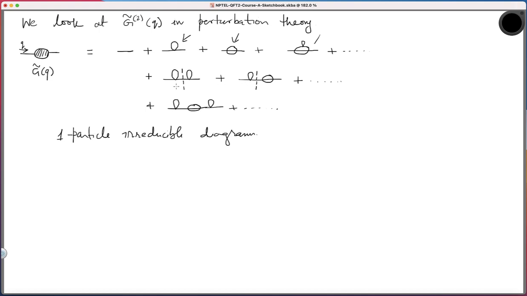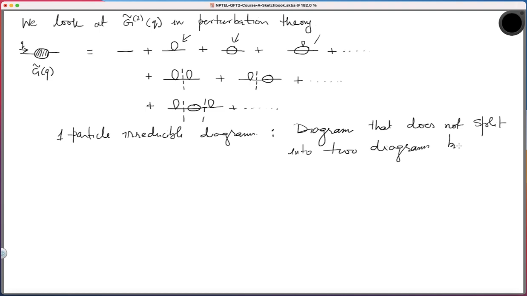You can cut and they will fall into two. But here, there is no single line which you can cut and you get two diagrams, okay? So upon cutting one line, if you are able to get two diagrams, then it is reducible, otherwise it is irreducible. So these first three are irreducible, okay, these ones are reducible, because here also you can cut this line, you get two, or you can cut here, you again get two diagrams, okay. So one particle irreducible diagram is a diagram that does not split into two diagrams by cutting a single line.